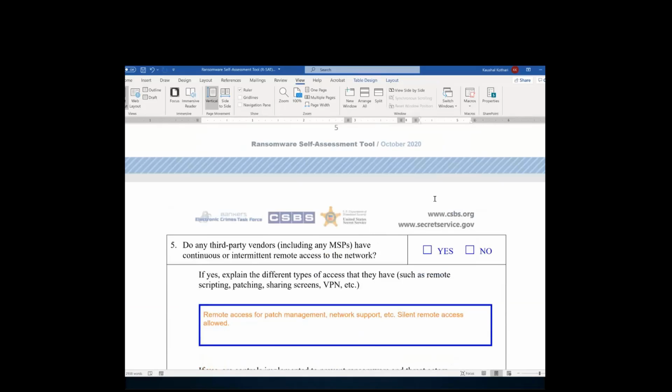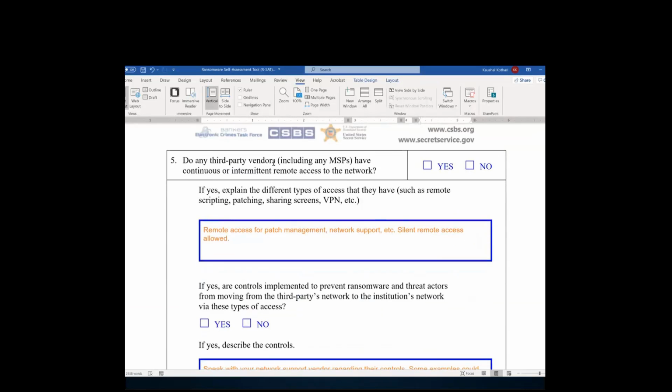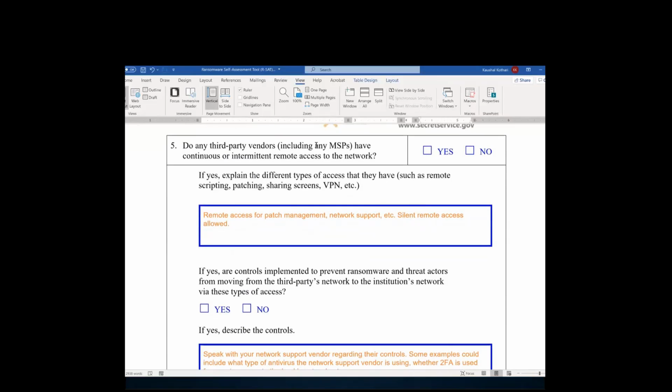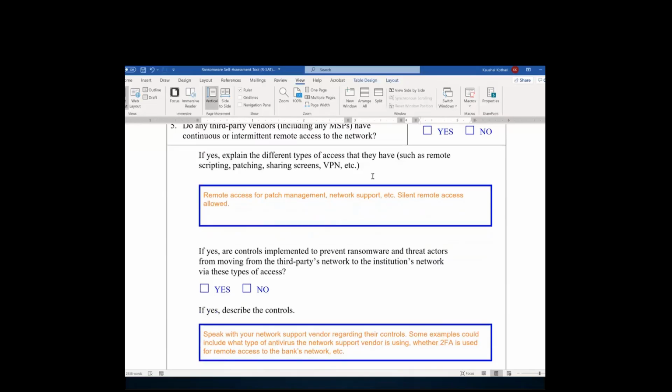So the next question it then asks is, do any third-party vendors, including MSPs, so your network support vendor, have continuous or intermittent remote access to the bank's network? Or the institution's network. And so the answer will either be yes or no. And in most of the cases, I think it's going to be yes, unless you have in-house IT staff. I think usually in banks under 800 million, it's going to be that we do have a network support vendor. And so they ask you to go further and describe the different types of access they have.